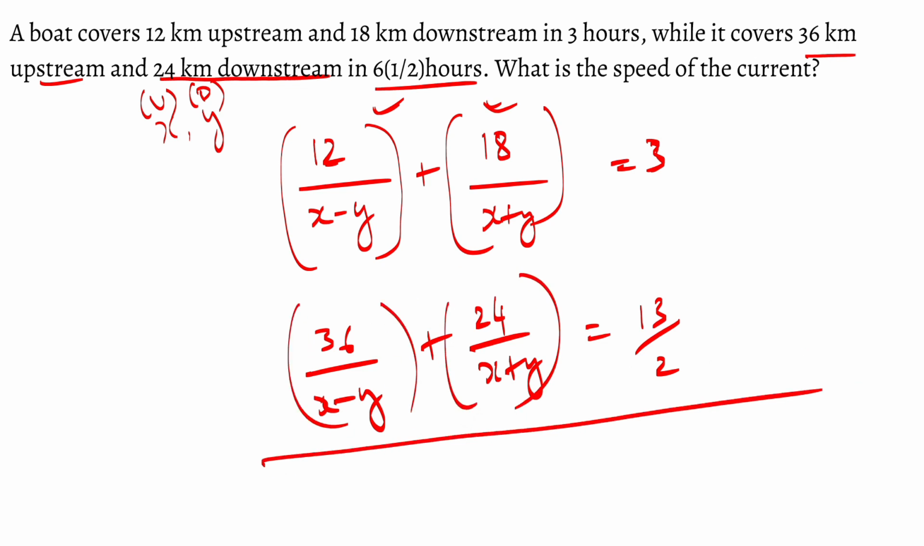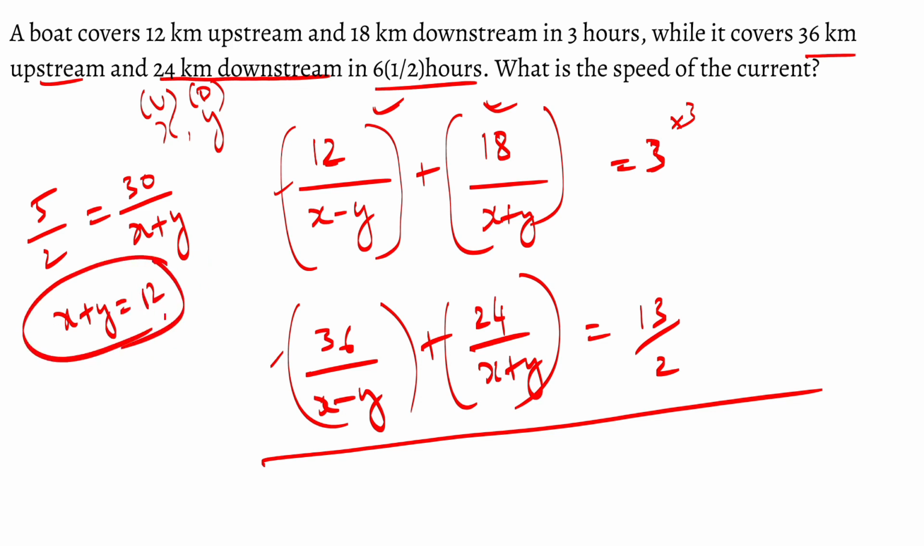See, if we multiply the first equation with 3, we can cancel this one and this one, right? It becomes 36 by x minus y, so we can cancel. So if we multiply this first equation with 3, so that it becomes 36 by x minus y, we will be left with 5/2 equal to 30 by x plus y. So x plus y will be equal to 12.